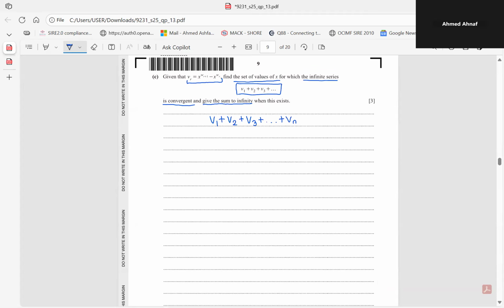So here, we're just going to write the sum to infinity would be minus x to the power of 10 factorial. So this would be our final answer for this question. Let's head on to the next question.